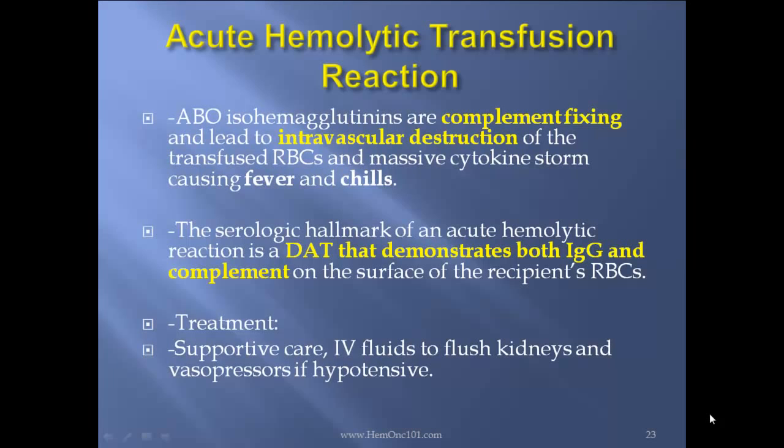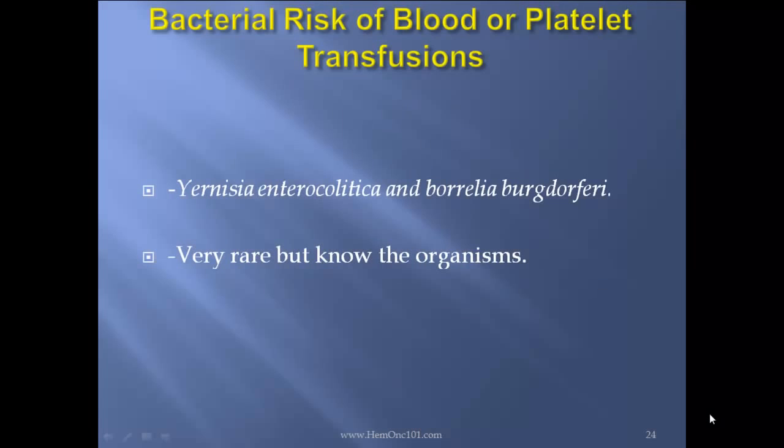Treatment: obviously, stop the transfusion, supportive care, IV fluids to flush the kidneys, and vasopressors if hypotensive. Two organisms you have to know for risk of bacterial infections of blood products: Yersinia enterocolitica and Borrelia burgdorferi. Very rare, but know both organisms for the hematology boards.